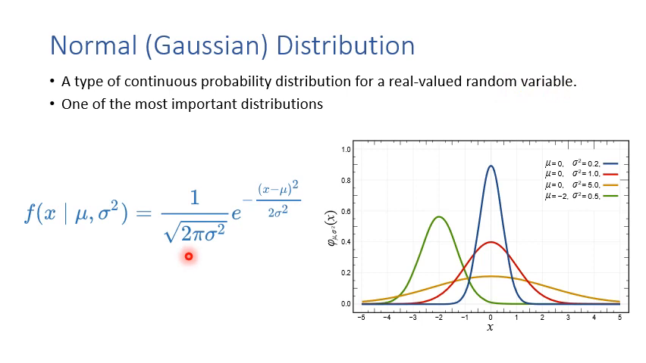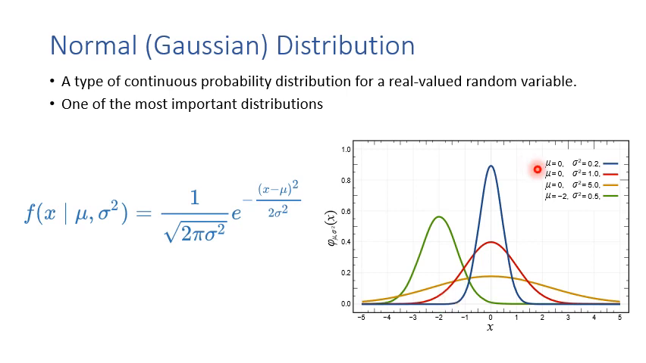Here is the formula of the normal distribution. There are two parameters in the normal distribution. One is the mean, and the other one is sigma. So as long as we can calculate the mean and the standard deviation of our data set, then we can use the normal distribution to describe our data. The output of the normal distribution is a bell shape, or bell curve. It looks like a bell.